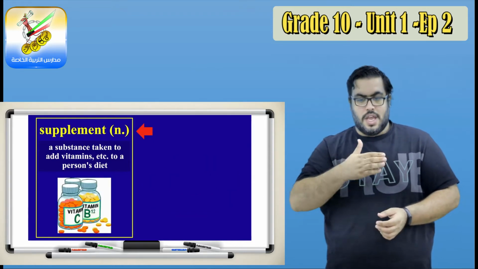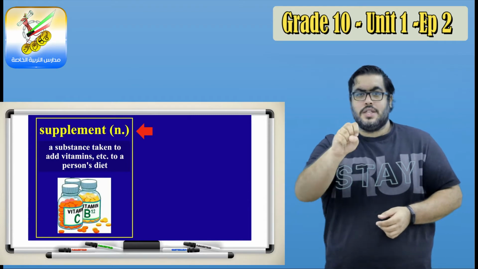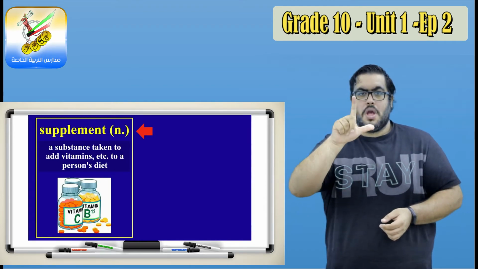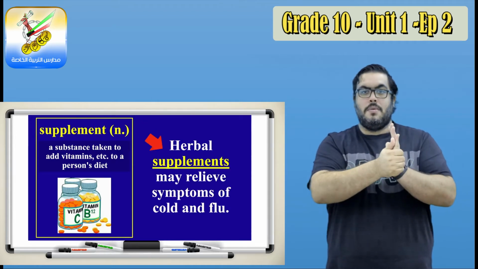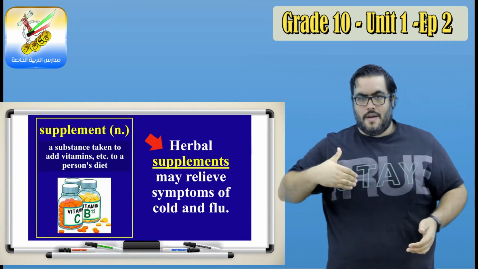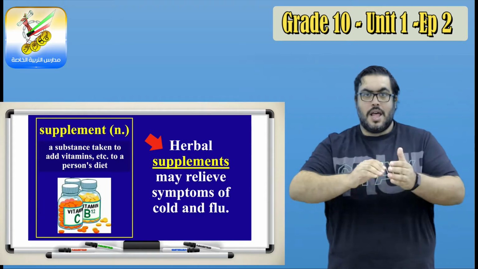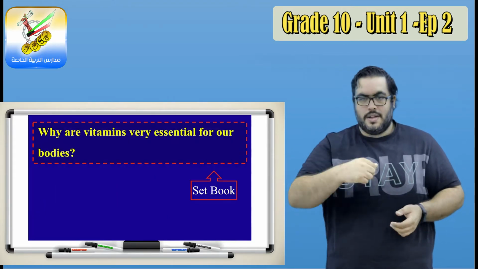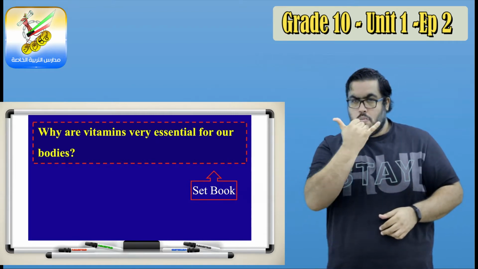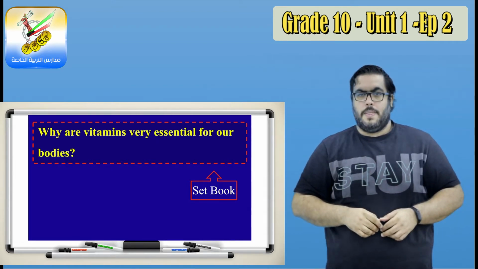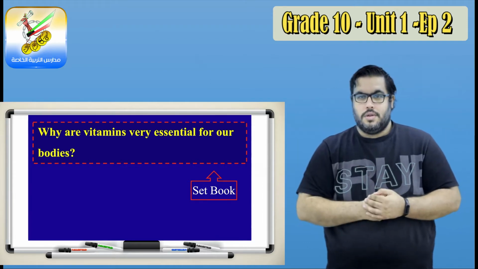The next vocabulary item we have is supplement. It's a noun. It means a substance taken to add vitamins, etc., to a person's diet. For example, herbal supplements may relieve symptoms of cold and flu. Think about this question. Why are vitamins very essential for our bodies? Take a few seconds to think about it, and we'll take the answer together.